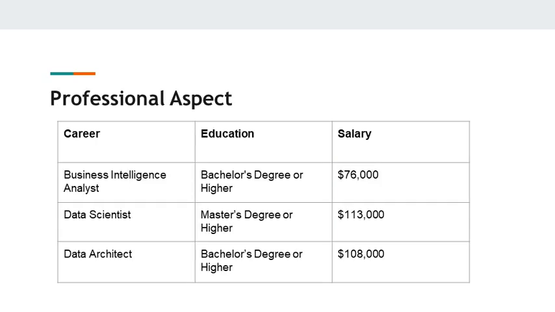So you might be wondering what are some of the professional impacts or the professional options that you might be able to take when considering data mining if it's something that you're interested in.